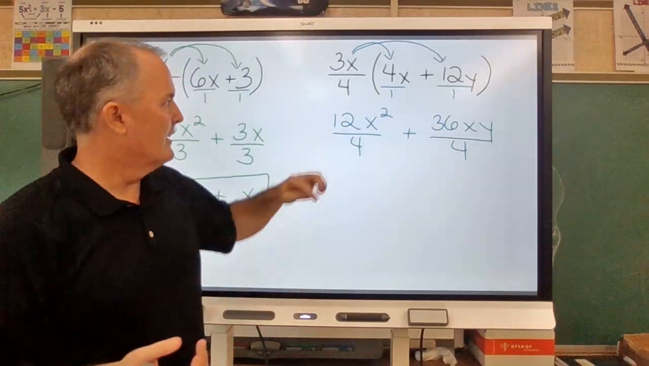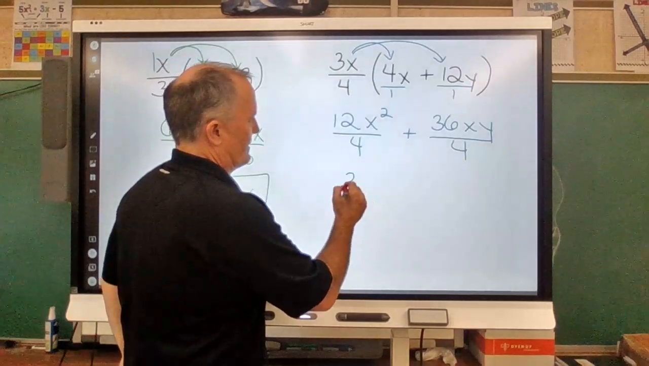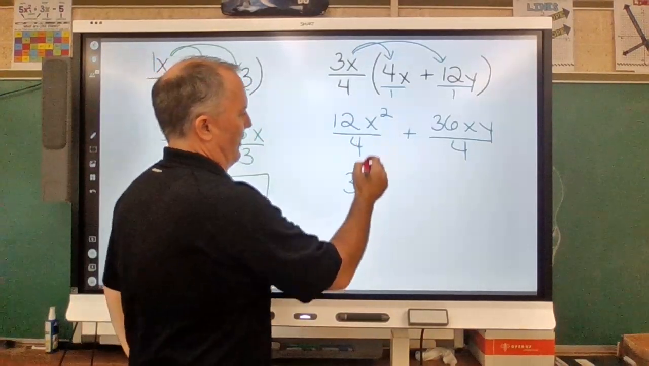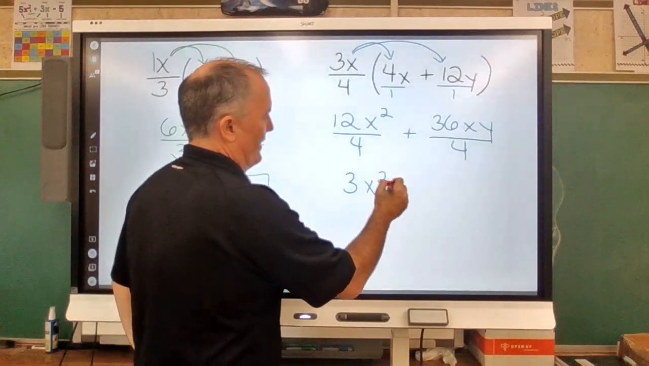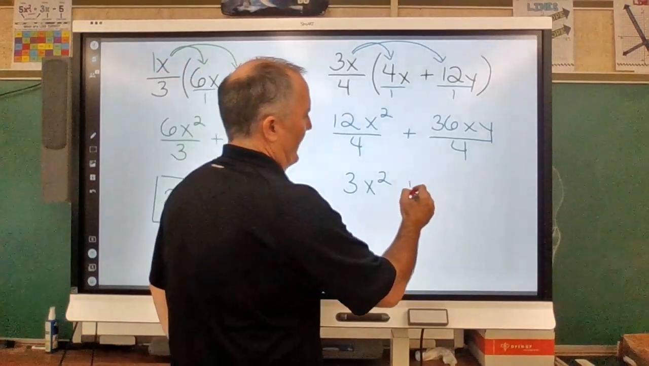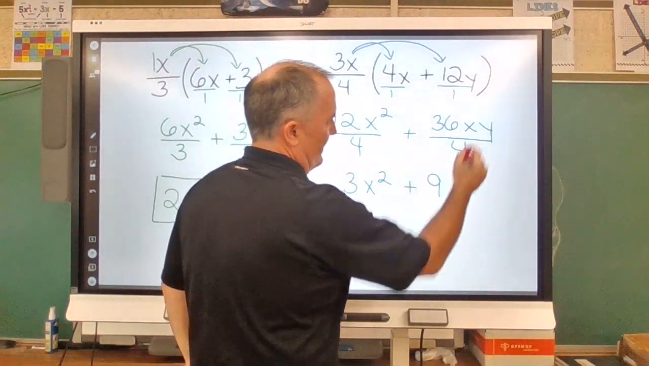And we're in luck. 4 goes into 12 evenly 3 times. This 12 divided by 4 is 3. And then I just leave my x squared, because I didn't do anything with the x squared yet. And then we're going to add 36 divided by 4 is 9xy.